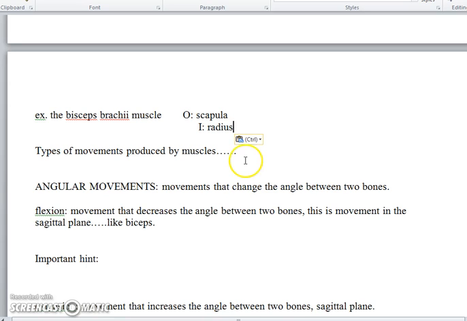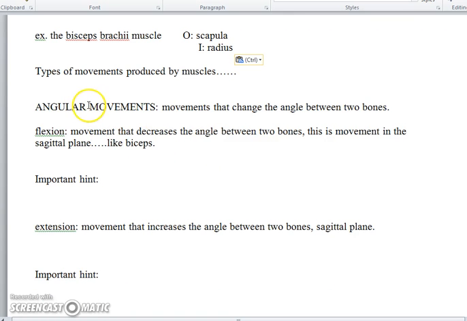Okay, so types of movements produced by joints. We've got angular movements. Angular movements change the angle between bones. That's why they're called that. I'm going to kind of tell you not to go off that. I still get confused on these angular movements, but like we just talked about flexion of the elbow joint, and people just kind of know what that is, it's bending of the elbow joint. But it says flexion is movement that decreases the angle between bones.